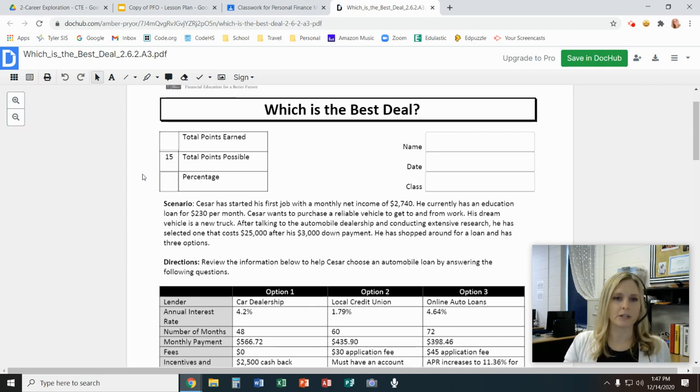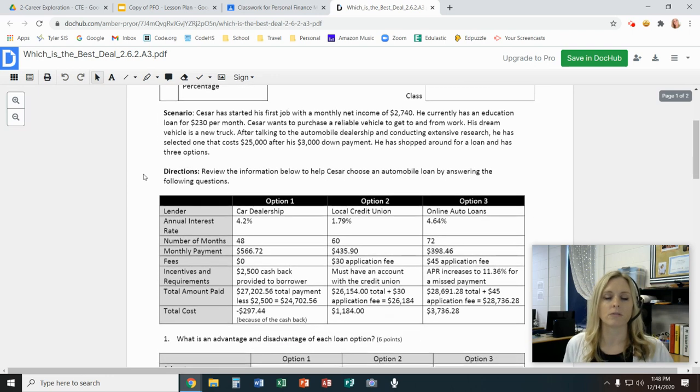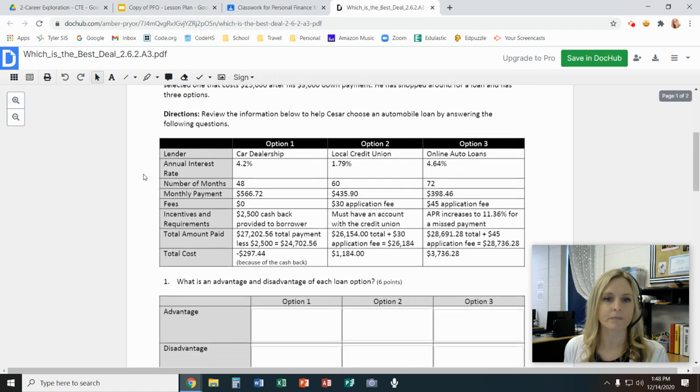So, the premise here is that Cesar has started his first job with a monthly net income of $2,740. He currently has an education loan for $230 per month. Cesar wants to purchase a reliable vehicle to get to and from work. His dream vehicle is a new truck. After talking to the automobile dealership and conducting extensive research, he has selected one that costs $25,000 after his $3,000 down payment. He has shopped around for a loan and has three options.